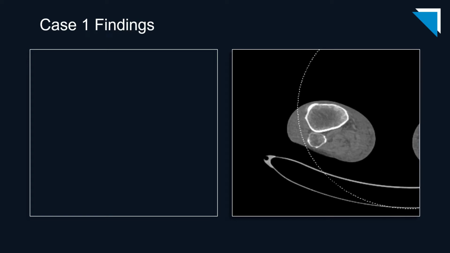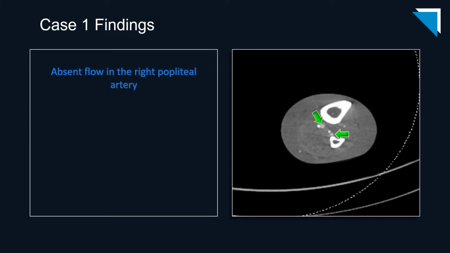Let's review our findings. I'm sure you all noticed the absent flow in the right popliteal artery and the early venous filling in the left lower extremity. I gave you a heads up about the findings in the left lower extremity in this case, but given the patient's clinical history, it would be understandable if you had missed them prospectively.